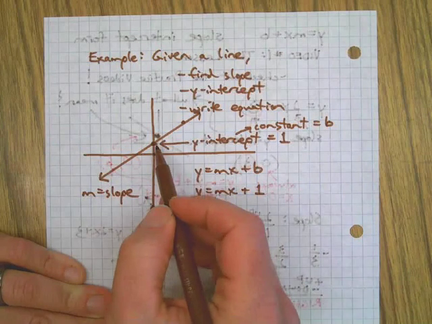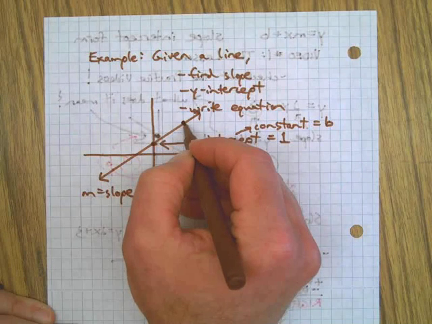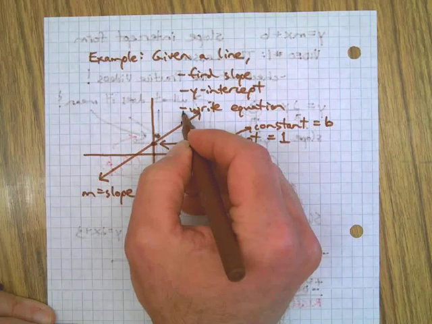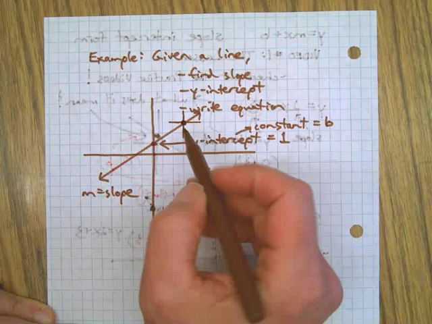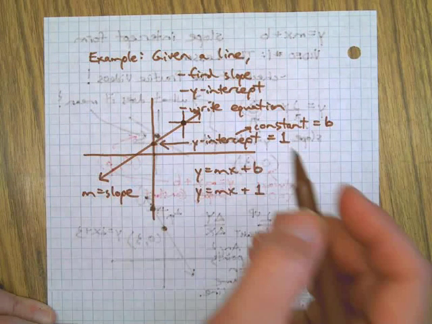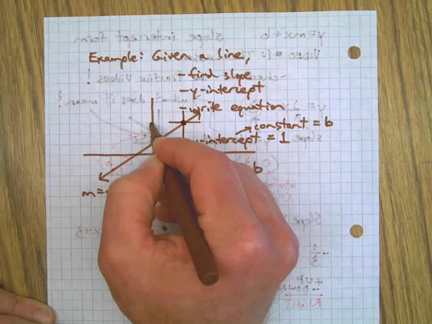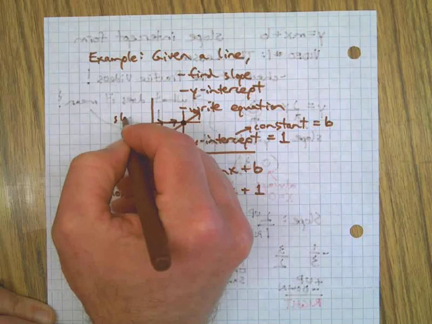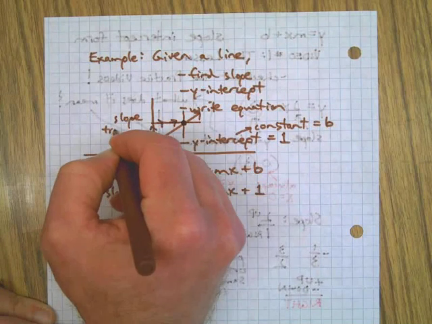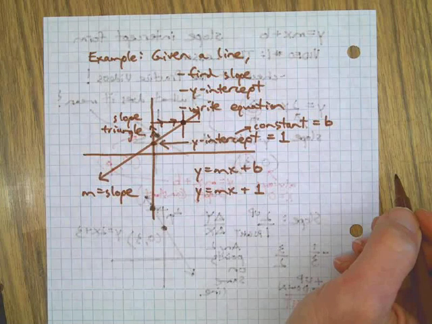So if I start at the y-intercept and I need to find a point on the line where there's an intersection of grid lines, that's the key here. I want to see where the grid lines intersect. Then I want to know how far up and how far over. By the way, this is called a slope triangle. A right triangle designed to help you find the slope of a line.